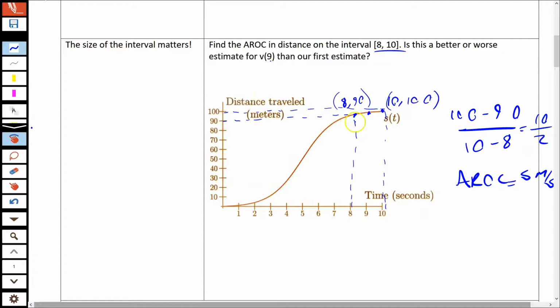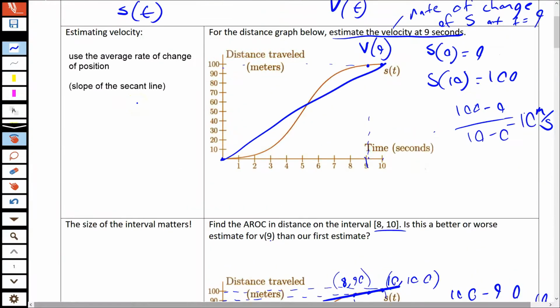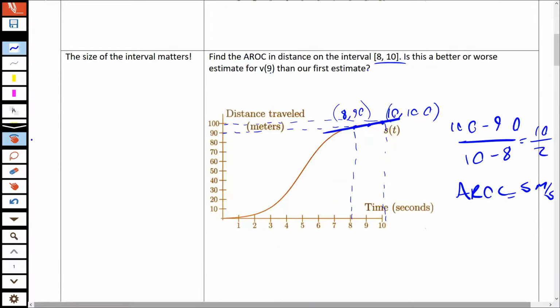So here, our secant line, notice if I draw that in, it looks a lot closer to the actual slope of the curve versus this one. It's not very close at all, right? So my guess, say v of 9, we'll use the squiggly equal sign to show that this is an estimate. We're not being very precise. 5 meters per second. This is a better estimate, right, than our previous estimate. We can see that visually because the slope of the line matches more closely the slope of the curve.